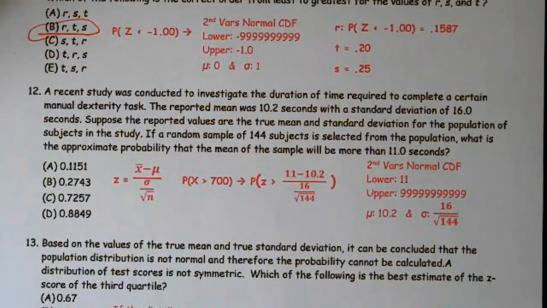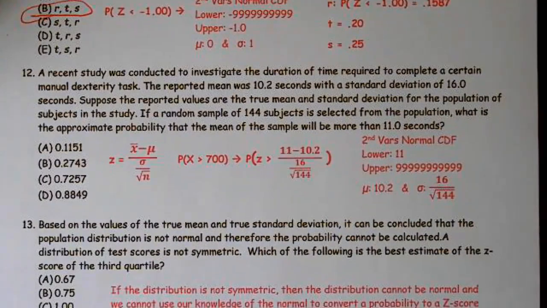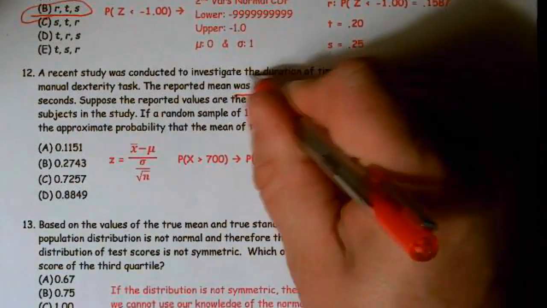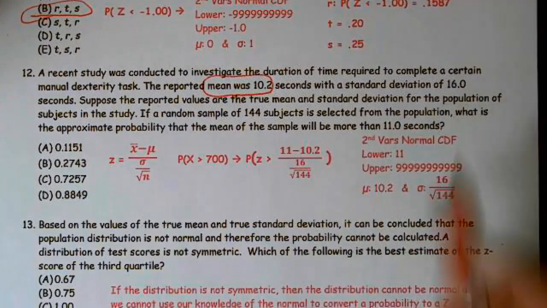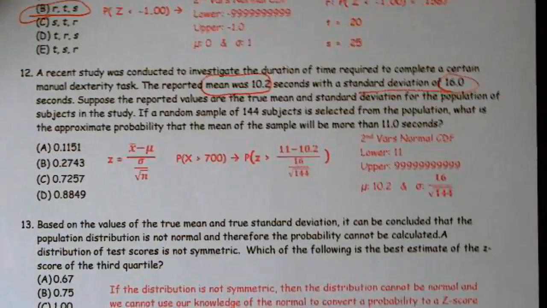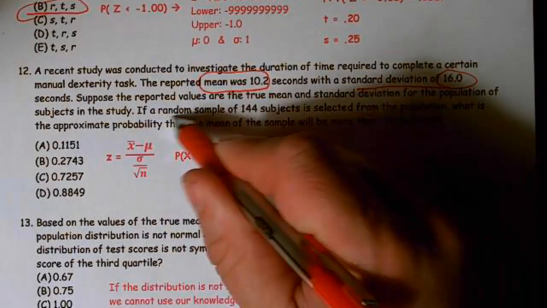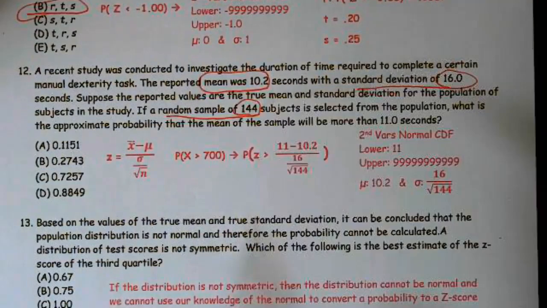All right, number 12. A recent study was conducted to investigate the duration of time required to complete a certain manual dexterity test. The reported mean was 10.2, with a standard deviation of 16. Suppose the reported values are the true mean and standard deviation of the population of subjects in studies. If a random sample of 144, we have a random sample of 144. That's important. Is selected from the population. What's the approximate probability the sample mean will be more than 11 seconds?